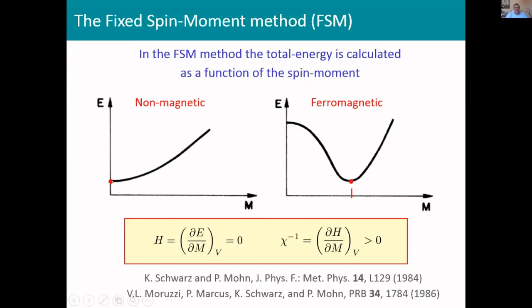When the system prefers to stay in the paramagnetic state, the typical plot is like this one. The minimum is at zero magnetic moment. But if the system has a paramagnetic instability or a Stoner instability, we can find that the energy has a minimum for a value of the magnetic moment different from zero. So this minimum corresponds to the equilibrium magnetic moment of this system.